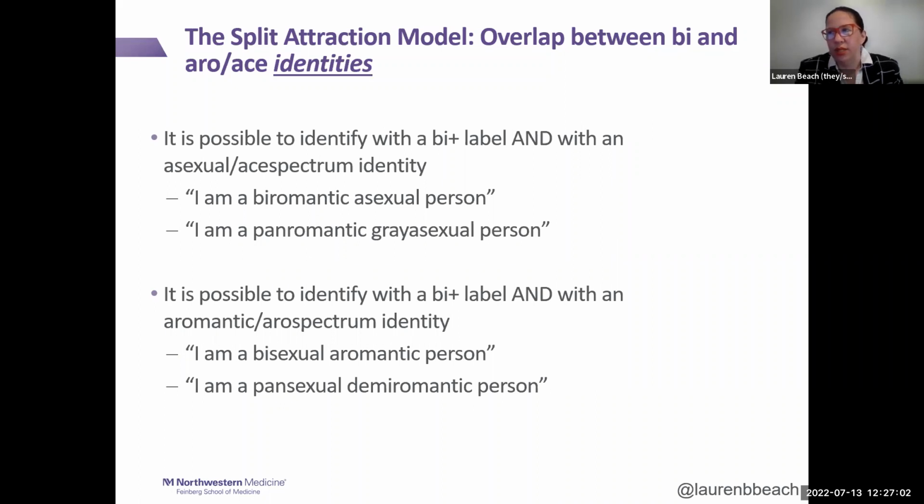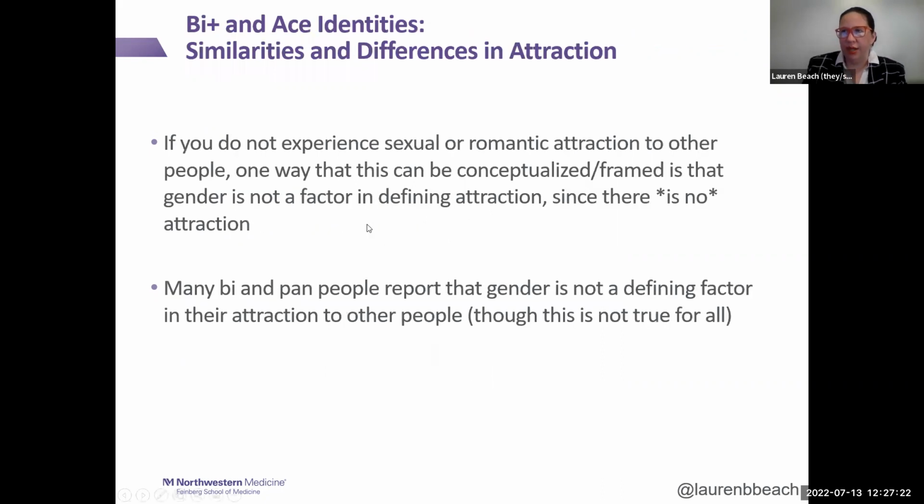And gray asexual means that sometimes they experience sexual attraction and sometimes they don't. And then it's also possible to identify with a bi plus label and a romantic label or a spectrum identity. So you can be bisexual aromantic or pansexual demi-romantic, like we were talking about at the beginning of this slide.